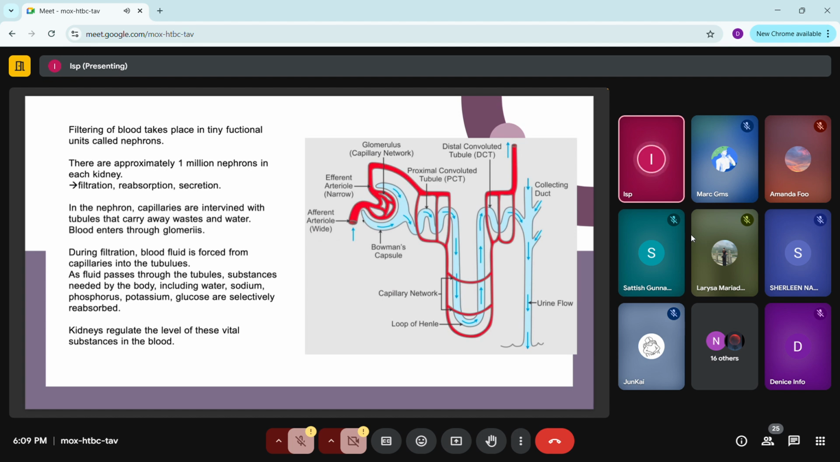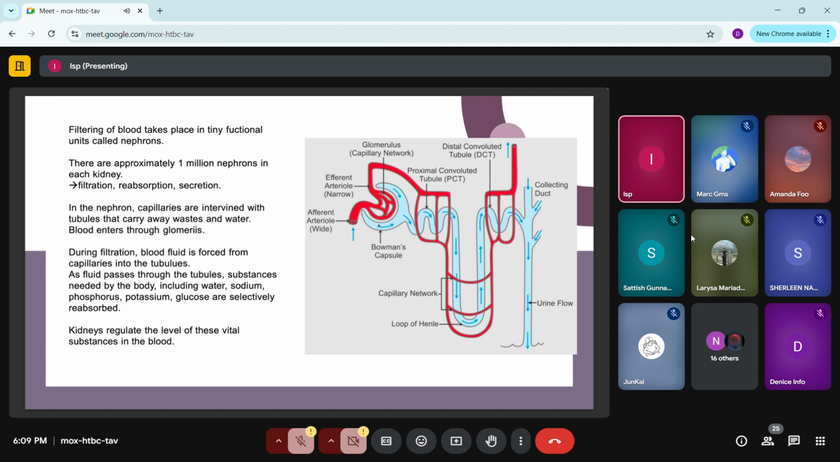Okay, so the large molecules stay in, but the smaller molecules, like your electrolytes and water, all get forced through into this Bowman's capsule. Eventually this Bowman's capsule connects and drains into the loop of Henle, and then you go to the collecting duct, and this collecting duct eventually drains into the bladder, becoming urine.